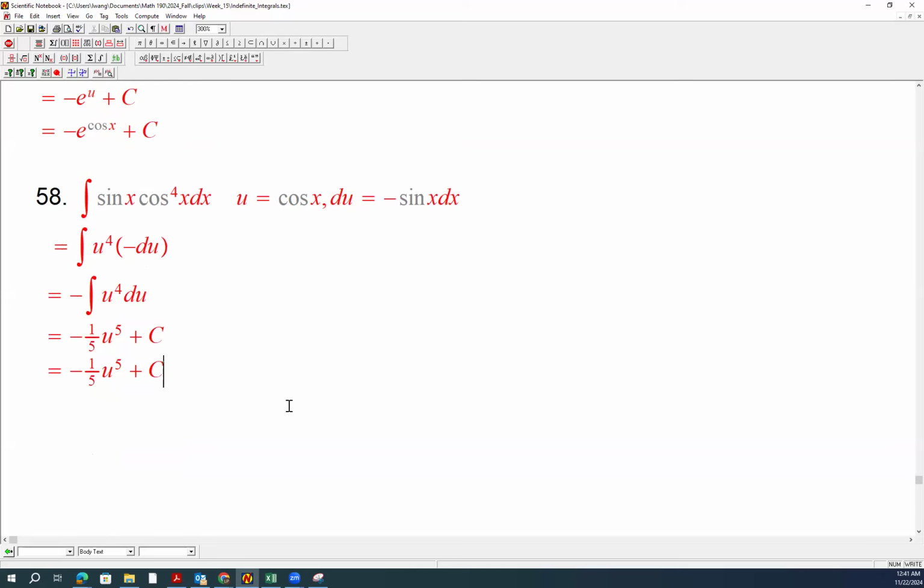You already started seeing questions from Calc 2. Replacing u by cosine, we get negative 1/5 cosine to the power of 5 x. Final answer. That's it.